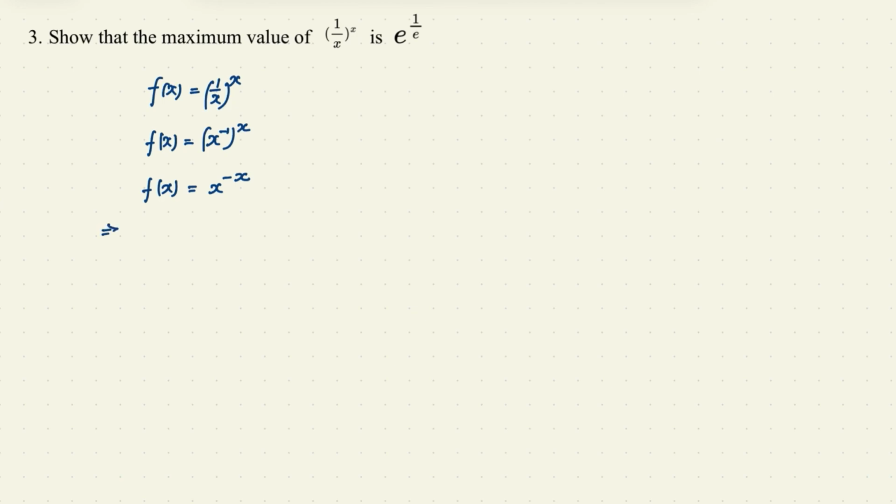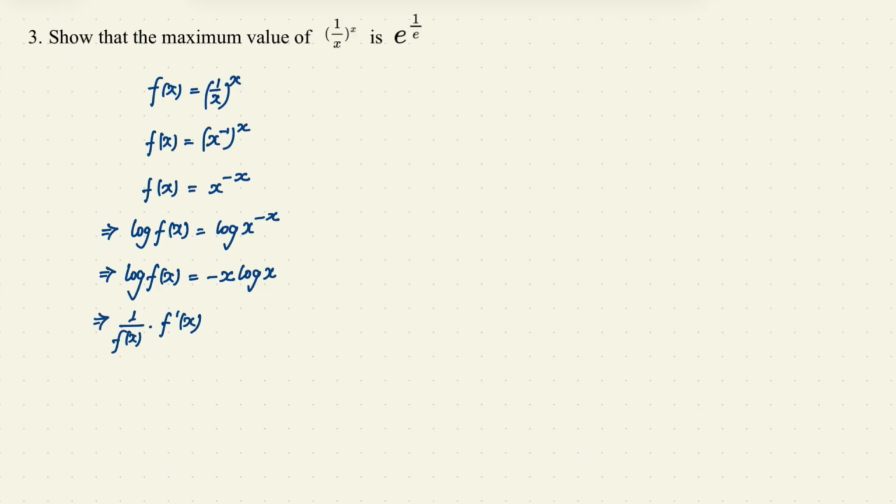Now let us take a logarithm on both sides. Then we will have log of f of x equals log of x to the power minus x. So this implies log of f of x equals minus x log of x. Now we will differentiate both sides with respect to x. Then we will have d/dx of log of f of x will be 1 by f of x, and by the chain rule we have to differentiate f of x, that will be f dash of x, equals, let us use the product rule here, keeping x, differentiating log of x, plus keeping log of x, differentiating x.